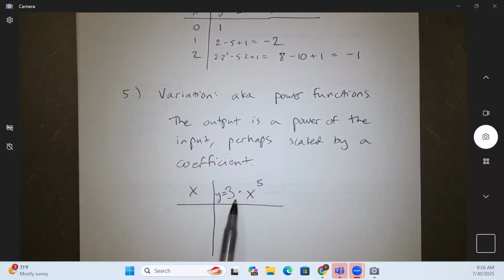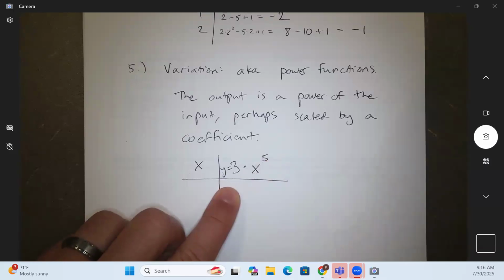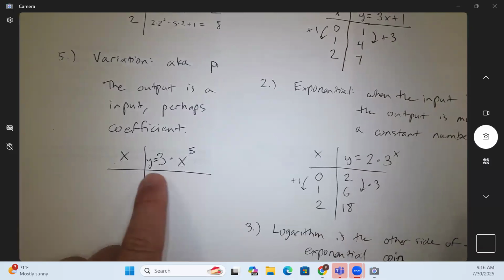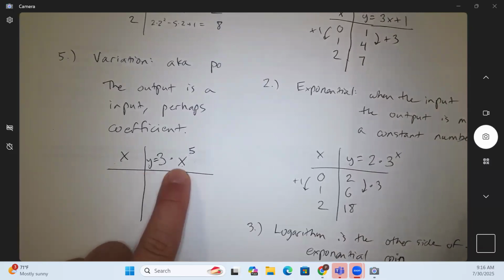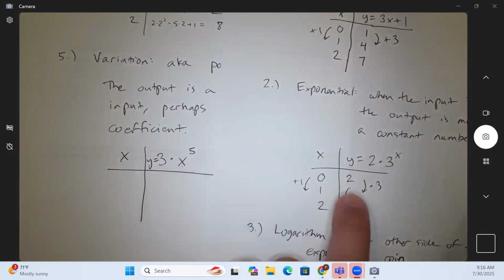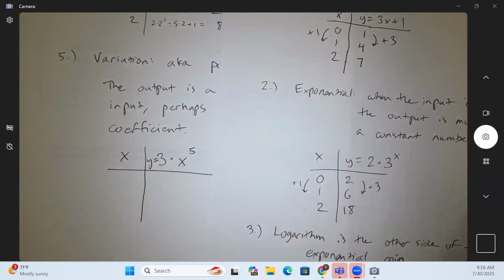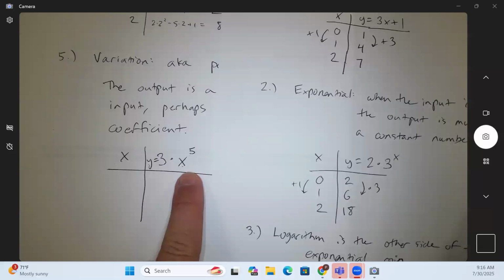And we got x here, and we have y is 3 times x to the 5th. Right? The output is a power of the input, perhaps scaled by a coefficient. Notice how this is different from an exponential. In a variation question, in a power function, the variable is the base. In an exponential, the variable is in the exponent. That's the main difference. Totally changes the behavior of the system with one very small spelling change, you could say.